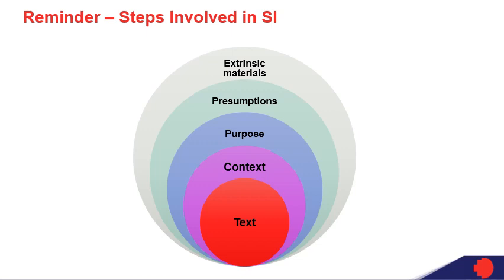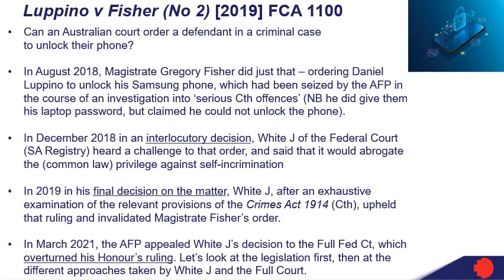Okay, let's get into it. The example that's chosen in the textbook is Lupino and Fisher, number 2. We're going to focus on the judgment of a single judge of the Federal Court handed down in 2019. But it has been subject to a series of decisions, so we'll have a look at those as well and see how it all fits together.